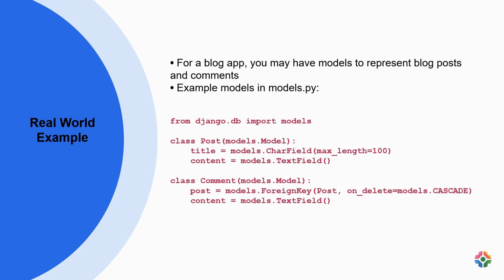Similarly, the comment model has a foreign key field related to the post model to link each comment to a specific post. It also has a content field to store the comment text. By setting the on_delete=models.CASCADE parameter for the foreign key field in the comment model, it ensures that if a related post is deleted, all associated comments will also be deleted to maintain data integrity.